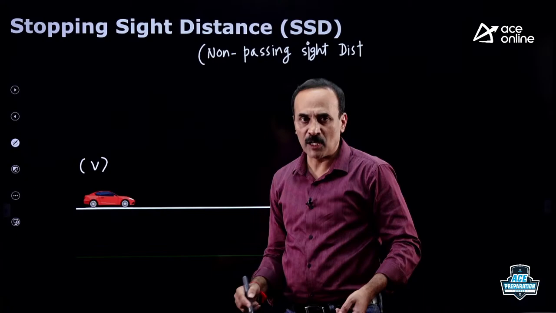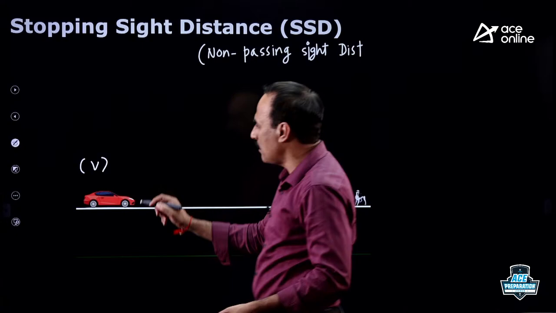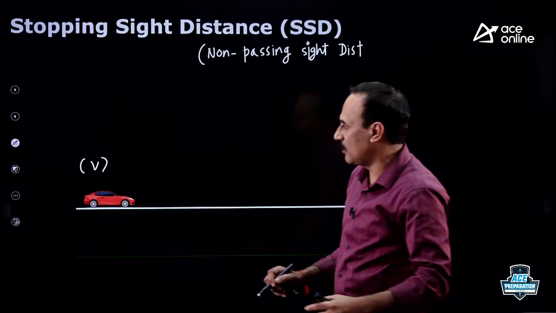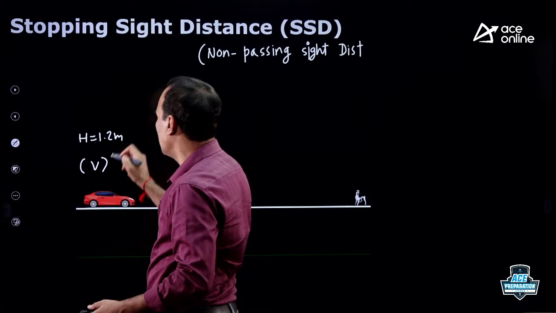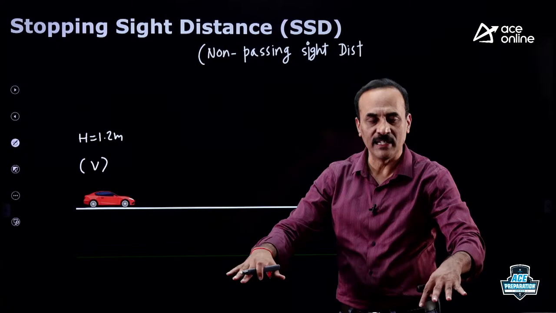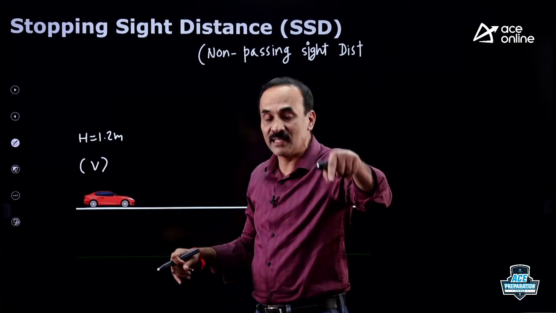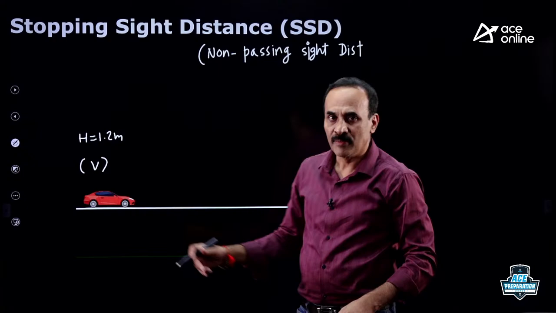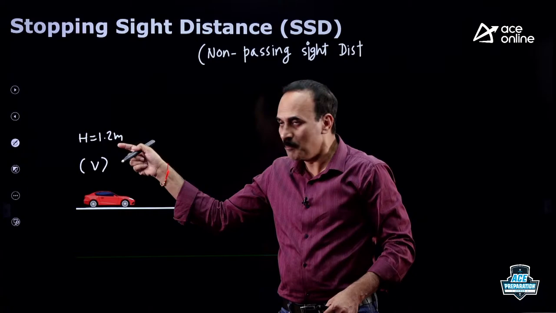And the driver is inside. As per IRC, the minimum height of the eye level of the driver should be 4 feet, which is nothing but 1.2 meter. That is the minimum height of the driver's eye above the road surface as per IRC. You need to maintain that, whether it is a very low seating car or a high seating car, doesn't matter. This much you need to maintain as a designer of the vehicles. The mechanical engineer will take care of that. If the height of the driver's eye is more than 1.2, that is better, safe. The minimum requirement is 1.2.